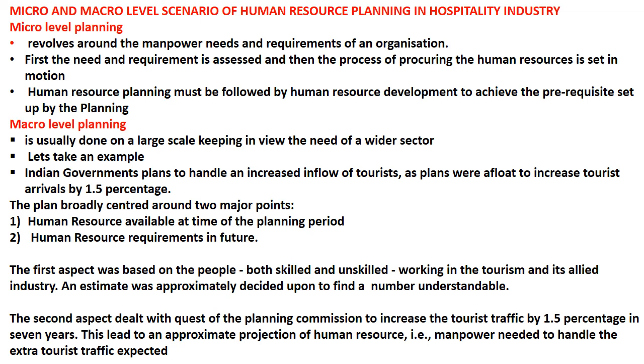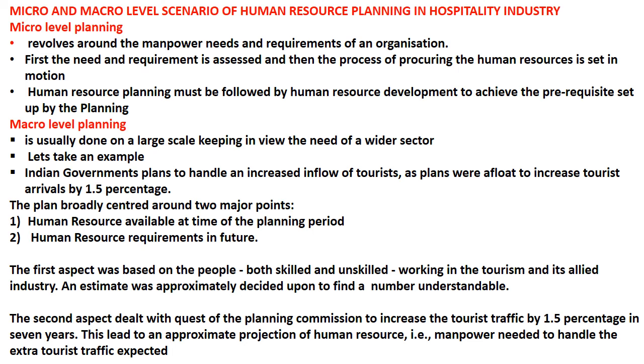Then the next is macro level planning. Macro level means a larger scale, like microeconomics and macroeconomics. Microeconomics means for a smaller sector. Macro means for a country, or when we are talking about the world economy, it's macroeconomics, right? So macro level planning means when a country or an industry, for example the automobile industry, is planning to have a growth of 5% after 10 years.